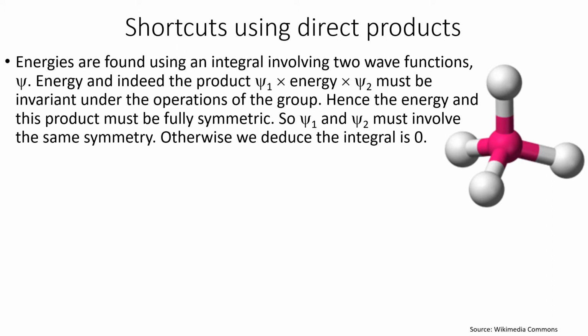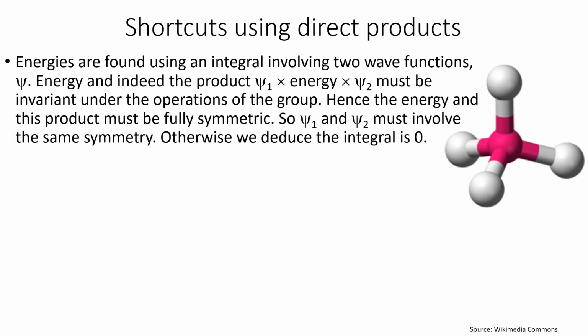Now, the energy being a scalar quantity, the operator is a scalar quantity as well. And so in order for all these three quantities to multiply up to give a scalar, a totally symmetric direct product, it follows then that psi1 and psi2 have to have the same irrep. They must be the same symmetry. And again, it's this idea that if you multiply the irrep by itself, it gives the fully symmetric product. But if they're not the same irreps, they don't multiply to give the fully symmetric product. So psi1 and psi2 must involve the same symmetry.